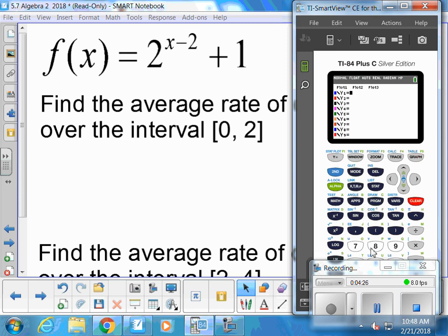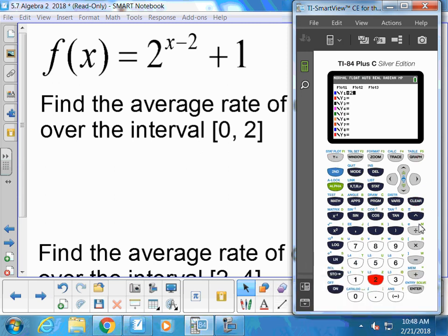All right, so we're going to put in 2 caret x minus 2, plus 1. Make your cursor large again. If you want to, just for fun, see what the graph looks like, you can go ahead and click graph, but it's that exponential growth that I was talking about.